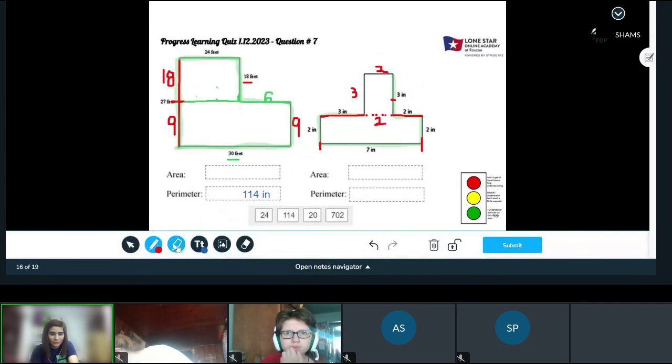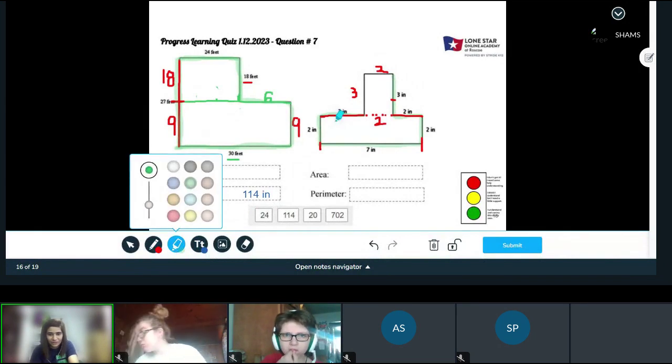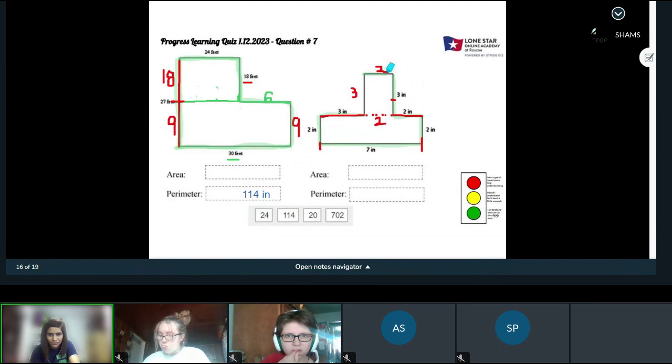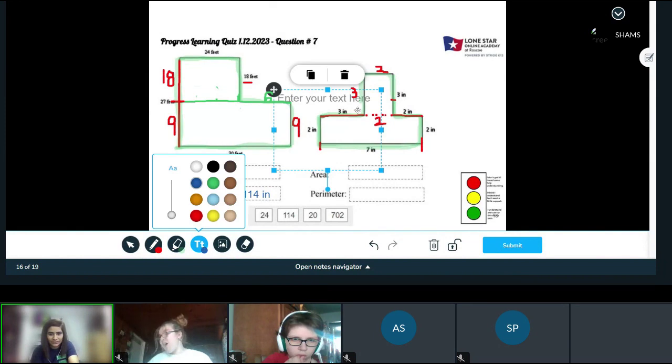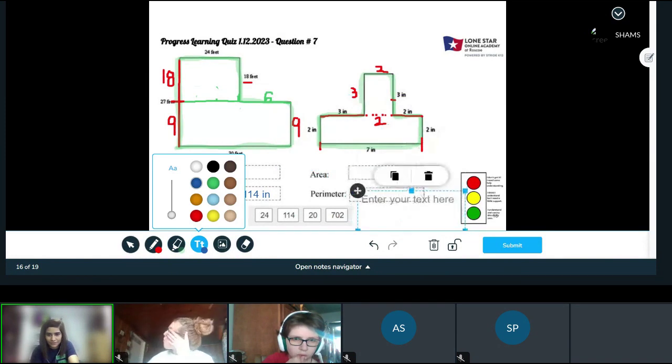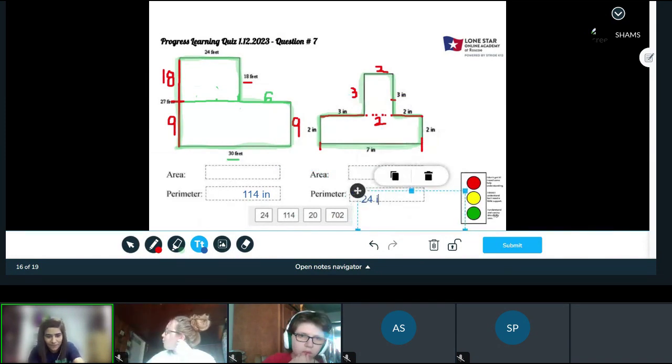Therefore, in order to find the perimeter of this second shape, I'm going to add all these. So I know it is 2 plus 3 plus 2 plus 2 plus 7 plus 2 plus 3 plus another 3. And that is the perimeter of the second shape. Yes, that would be Lean, you're right. And therefore, the perimeter of the second one turns out to be 24. I'm going to fill that information in over here, 24 inches.